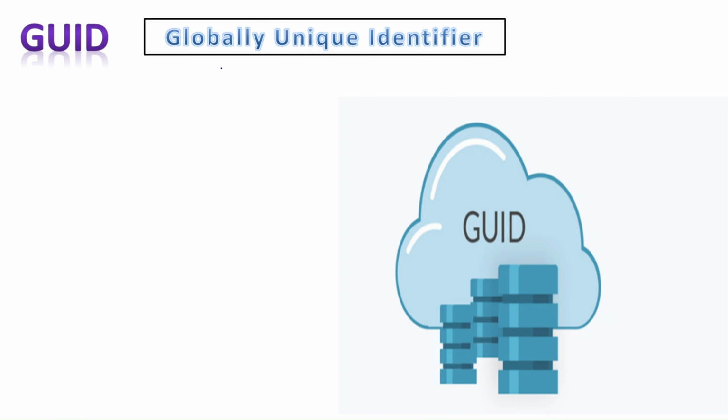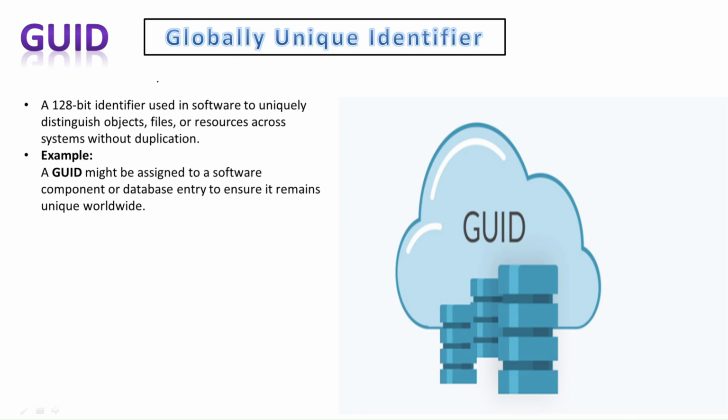GUID, that is Globally Unique Identifier. So it is a 128-bit identifier used in software to uniquely distinguish objects, files, or resources across systems without duplication. For example, a GUID might be assigned to a software component or database entry to ensure it remains unique worldwide.